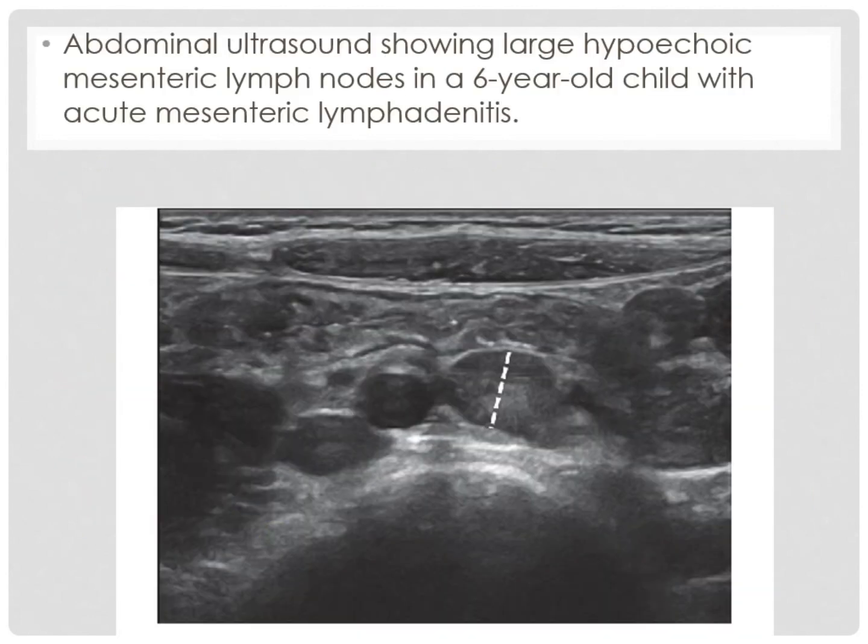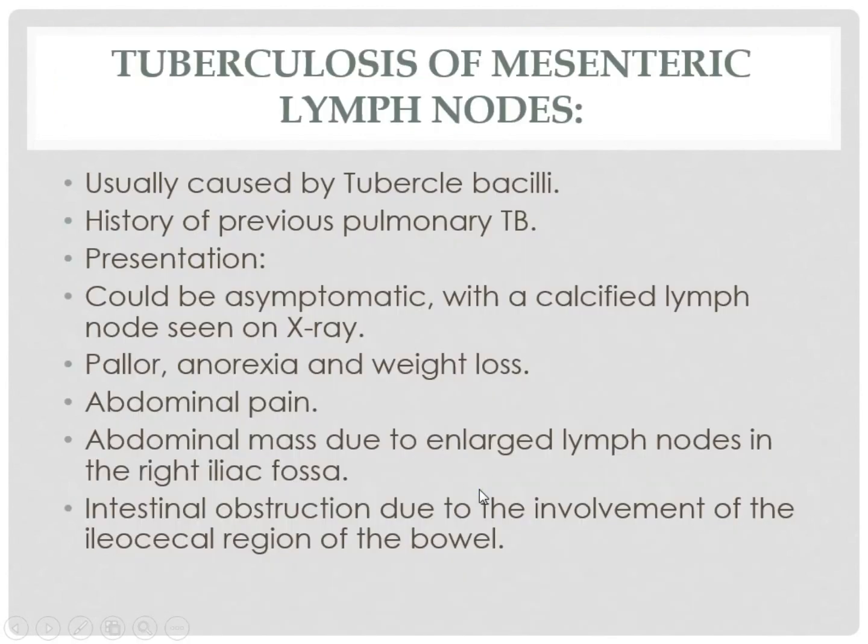Let's continue. This is the ultrasound of abdomen showing large hypoechoic mesenteric lymph nodes in a 6-year-old child with acute mesenteric lymphadenitis, measuring the shortest diameter or dimension. Now another condition, which is tuberculosis of mesenteric lymph nodes, usually caused by tubercle bacilli, with a history of previous pulmonary TB. Presentation is it could be asymptomatic or with calcified lymph nodes seen on X-ray.